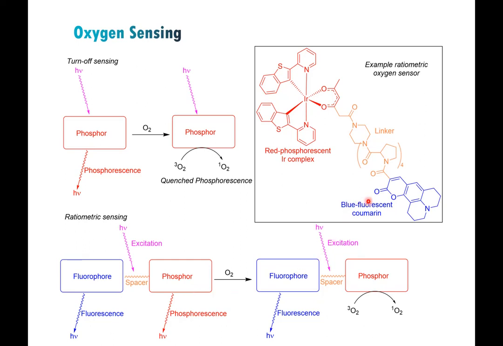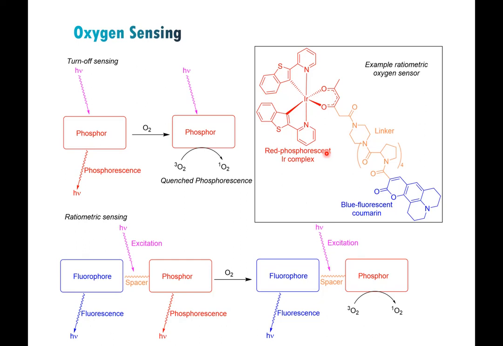I didn't want to be too egocentric, so I didn't show our own, but this is a classic example of a ratiometric sensor that has a phosphorescent iridium compound, a fluorescent coumarin, and a bunch of spinach in between to control energy transfer and also to affect bioavailability or biodistribution and things like that. So that's again how they typically work.